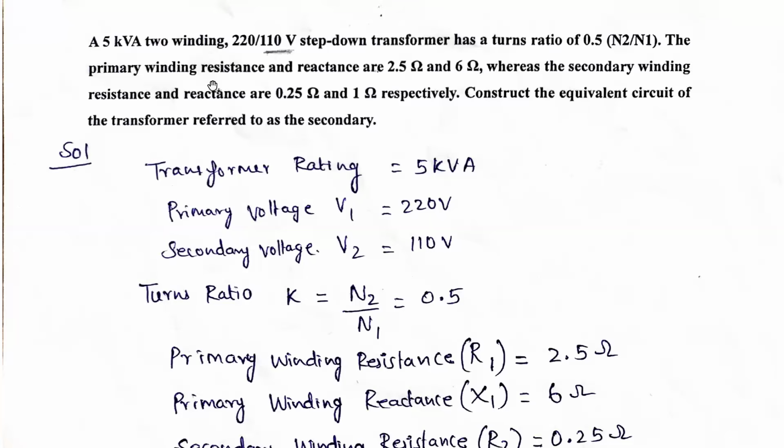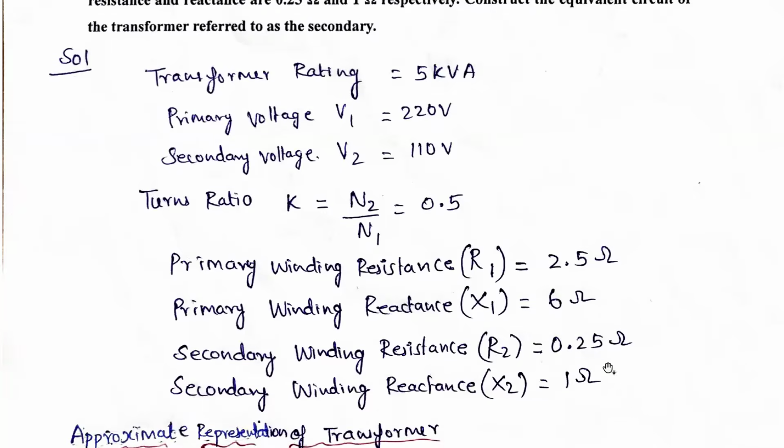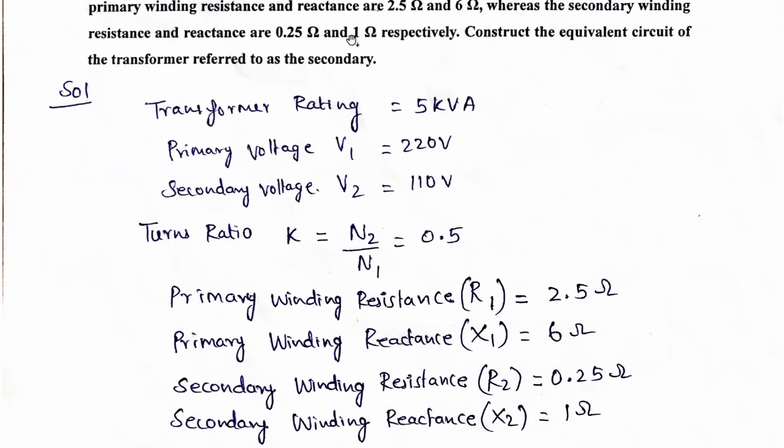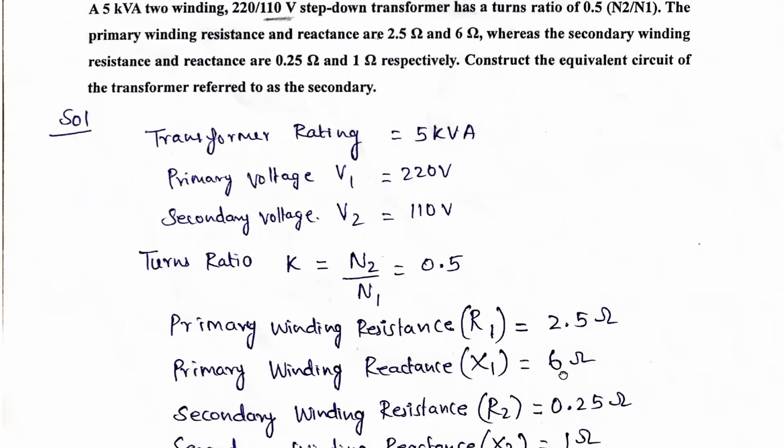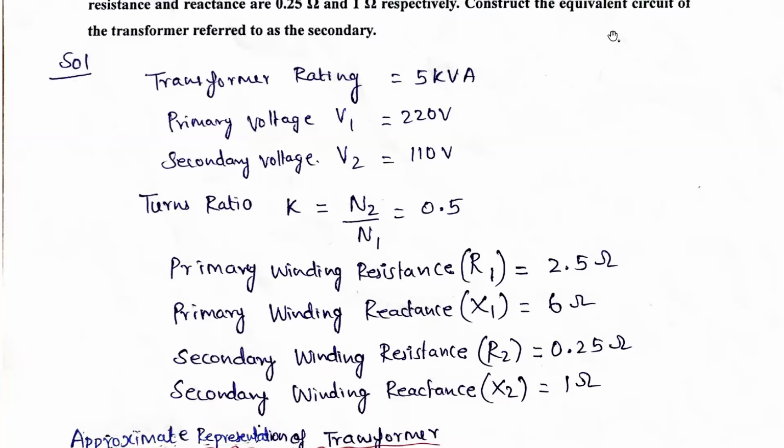The primary winding resistance R1 is 2.5 ohms, and the primary winding reactance X1 is equal to 6 ohms. Next, the secondary winding resistance R2 is 0.25 and the secondary winding reactance X2 is 1. Now we need to construct the equivalent circuit of the transformer referred to secondary.